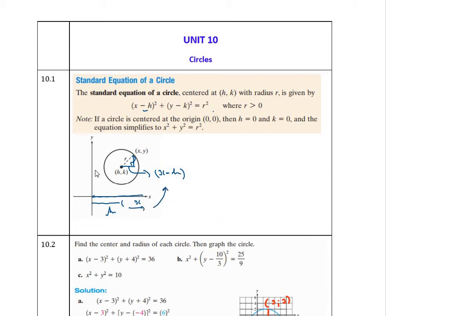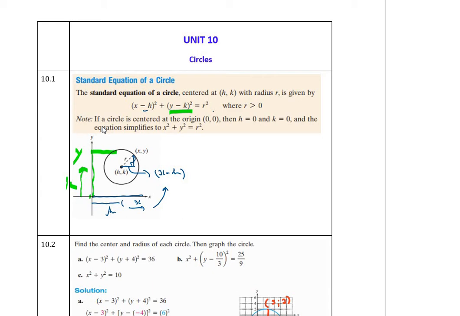And the same here, the height from here all the way up to there, that height will be the y. And the height all the way here to the center, that will be k. So therefore, the difference there will be y minus k. So it's actually very logical to understand where they get those x minus h and that y minus k from.